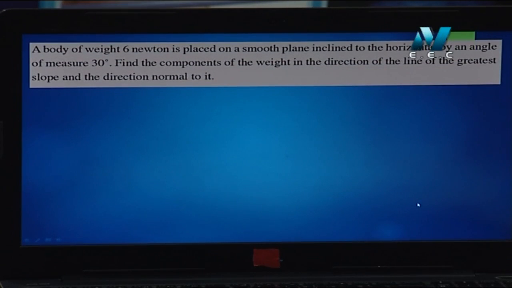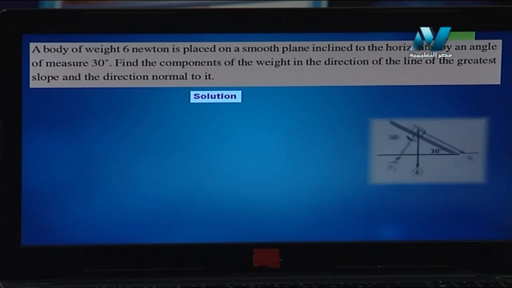We have an example here. A body of weight 6 Newton is placed on a smooth plane inclined to the horizontal by an angle of measure 30 degrees. Find the components of the weight in the direction of the line of the greatest slope and the direction normal to it.